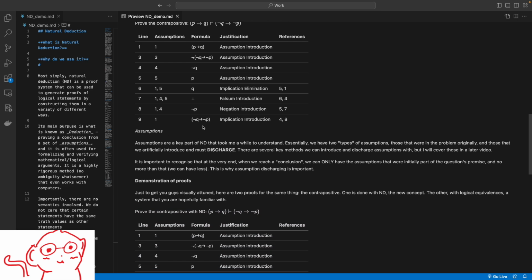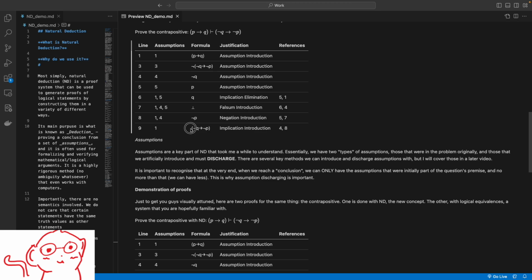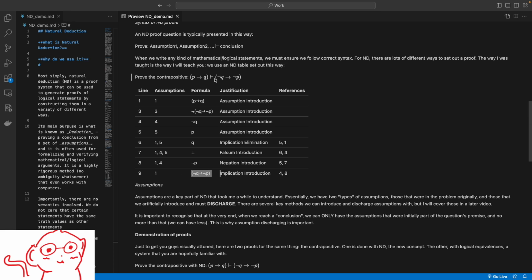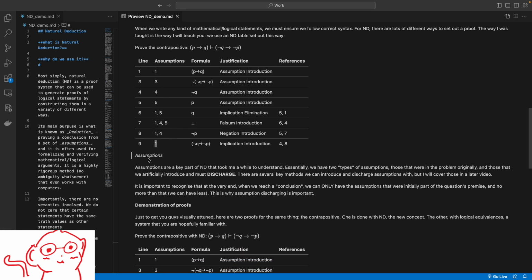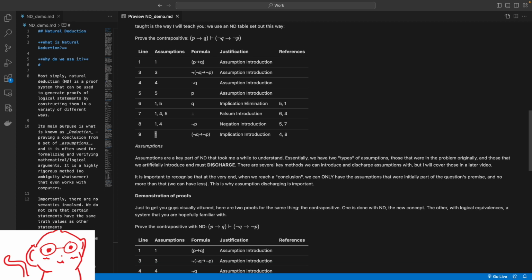Eventually, we'll reach our last line, and our last line should be what's on the right-hand side. And we should only end up with the assumptions that we started with. Now, this is where we get into assumptions. Assumptions are a key part of natural deduction. It took me a while to understand.